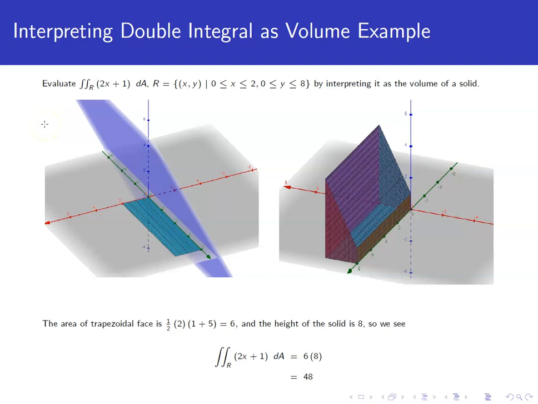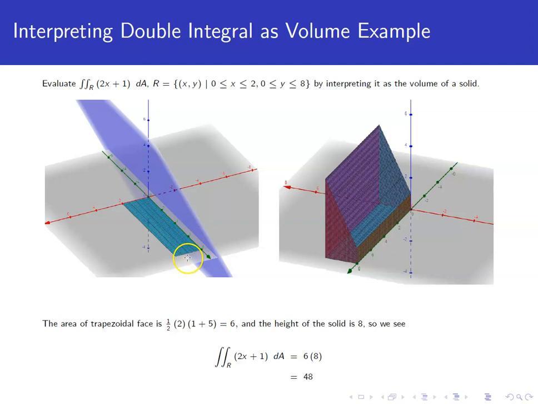In this video, we're going to look at an example of calculating a double integral by interpreting it as the volume of a solid. So we're asked to calculate the double integral over the rectangle where your x's go from 0 to 2 and your y's go from 0 to 8. And the function that we're integrating is z equals 2x plus 1.